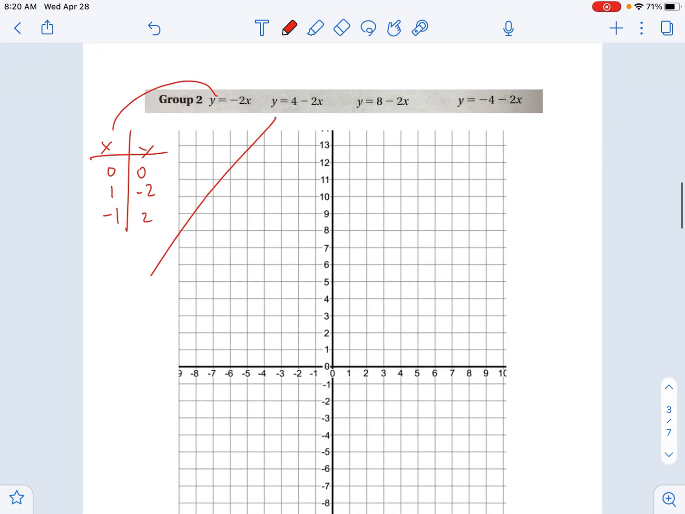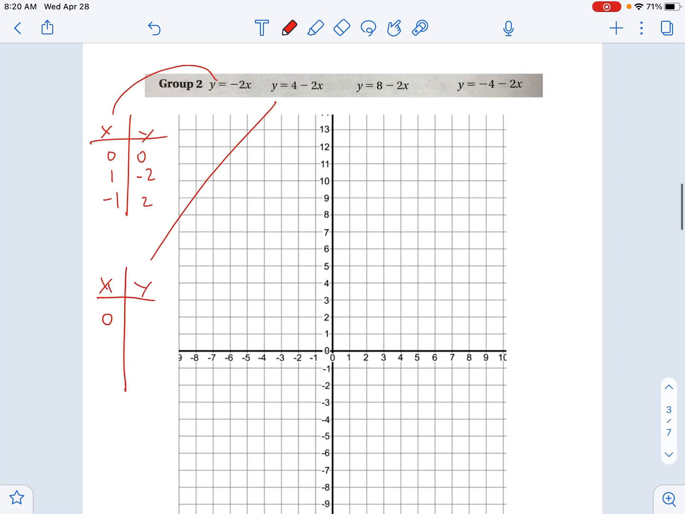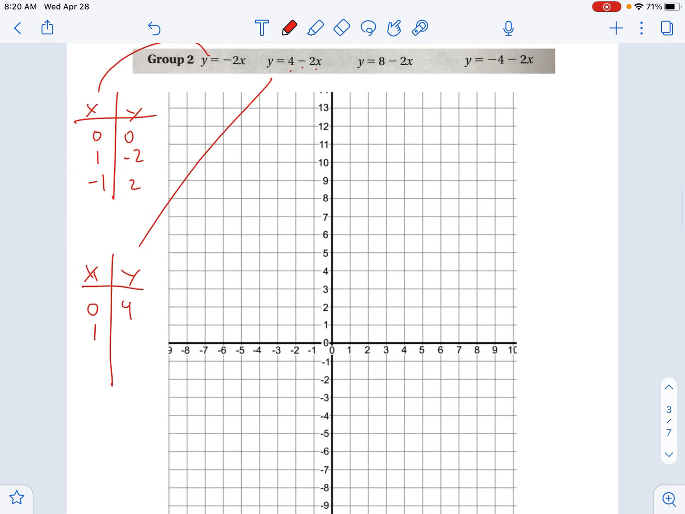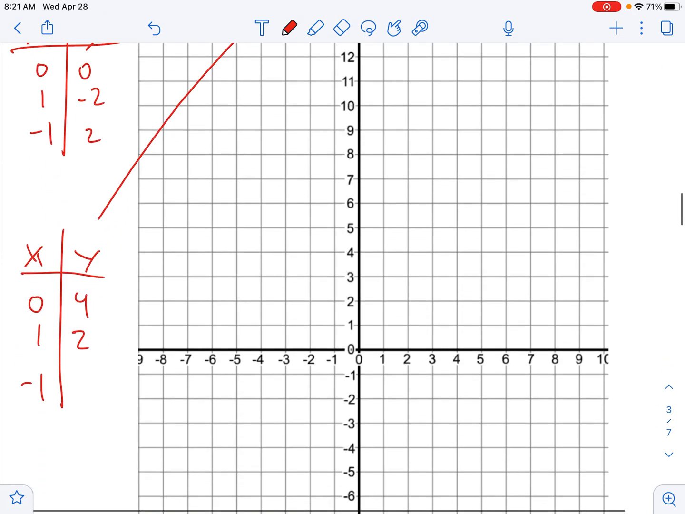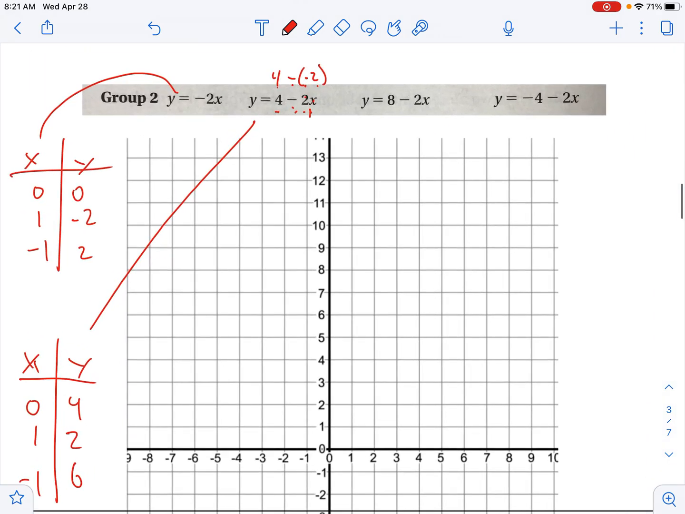Do another t-chart. Sorry if I'm going too fast. When x is 0, so 2 times 0 is 0, so 4 minus 0, it stays 4. When x is 1, so 2 times 1 is 2, 4 minus 2 is 2. Let's try negative 1. This one's an interesting one, because it's 4 minus 2 times negative 1, which is negative 2. 4 minus negative 2 is actually going up in value, so that's going to be 6. So be careful of that one.